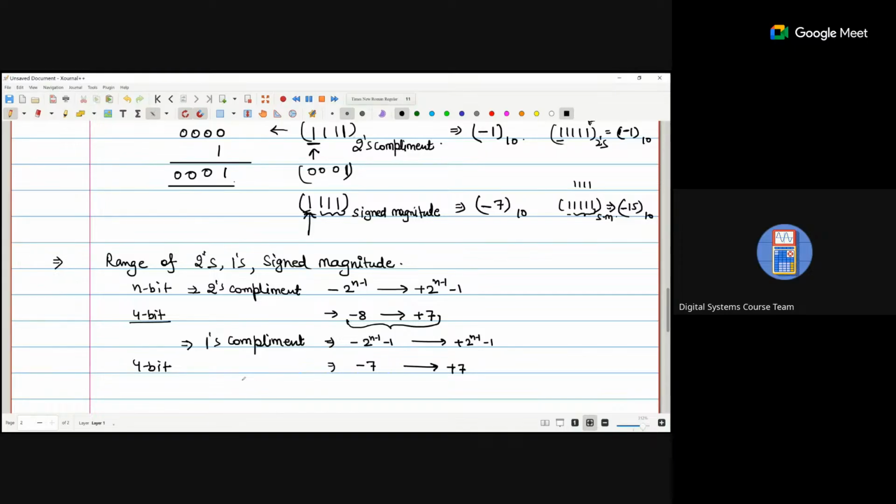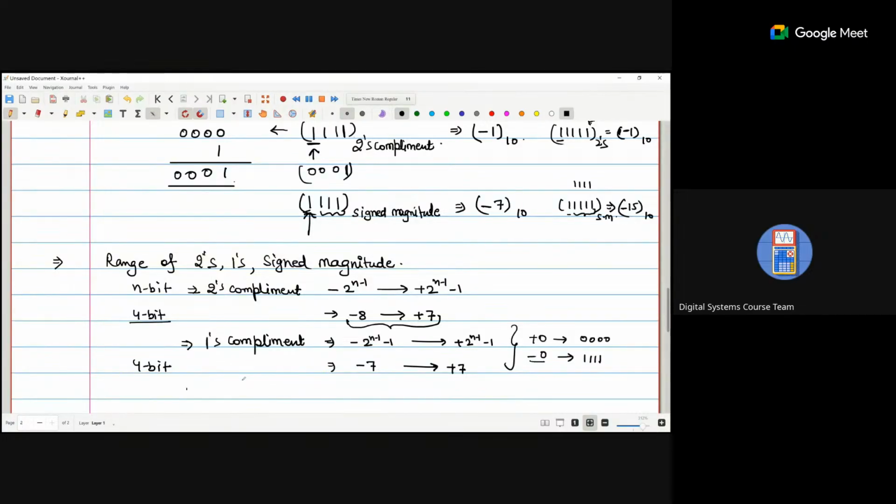Yes. In one's complement, we have two representations of zero, minus 0 and plus 0. If we represent plus 0, we get 0, 0, 0, 0. If we represent minus 0, we take 0, 0, 0, 0 and again take the one's complement, so all will be 1, 1, 1, 1. Two different representations. So that's why 7 and 7 is 14, and plus 0 and minus 0 make 16, the total representations with 4 bits.